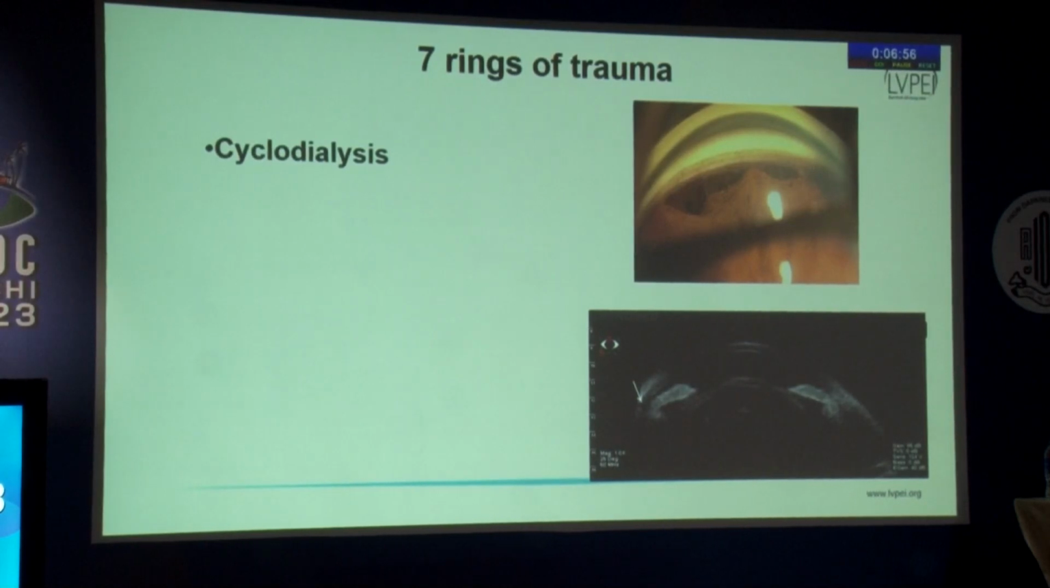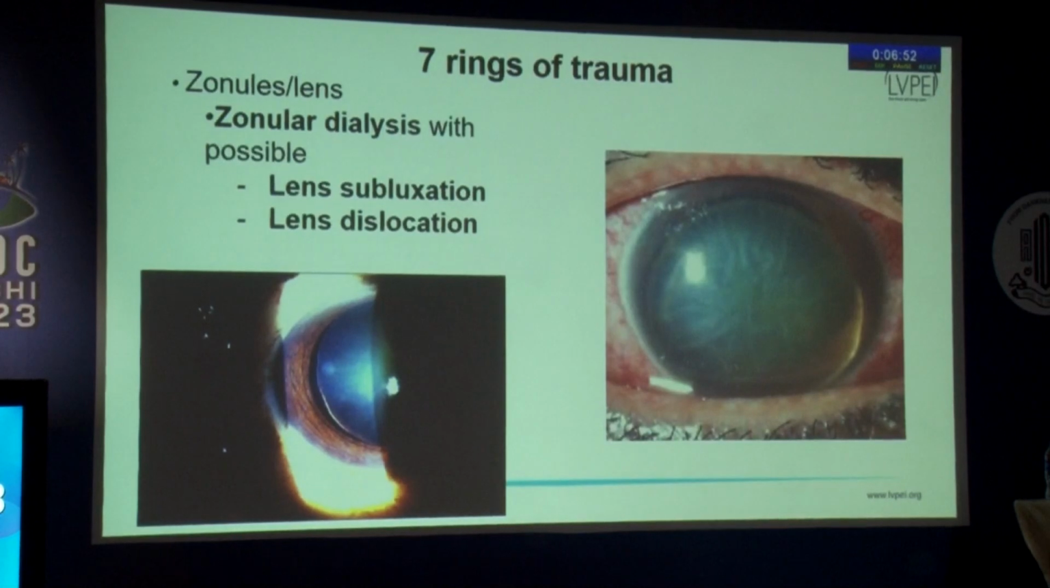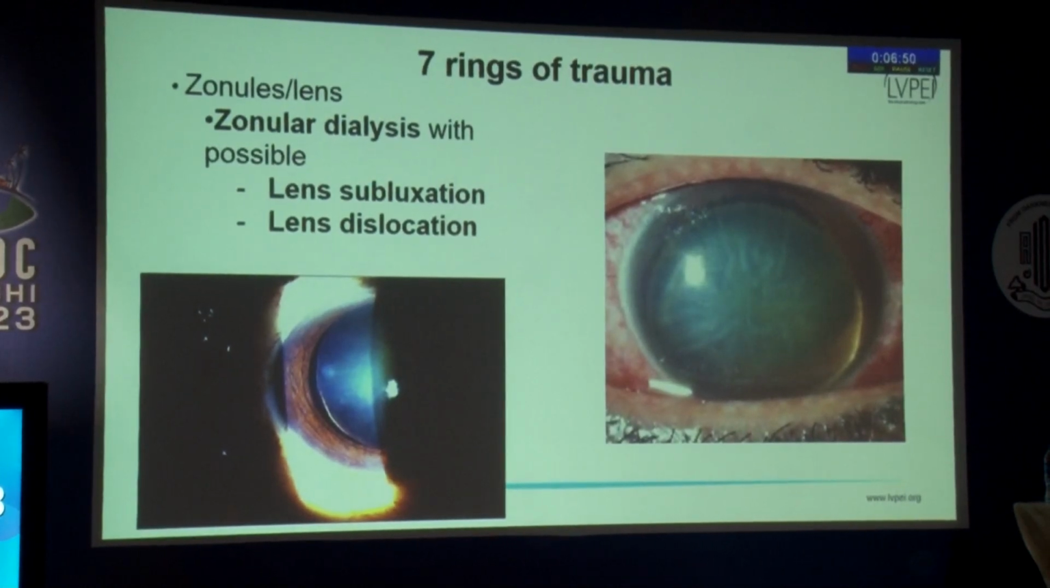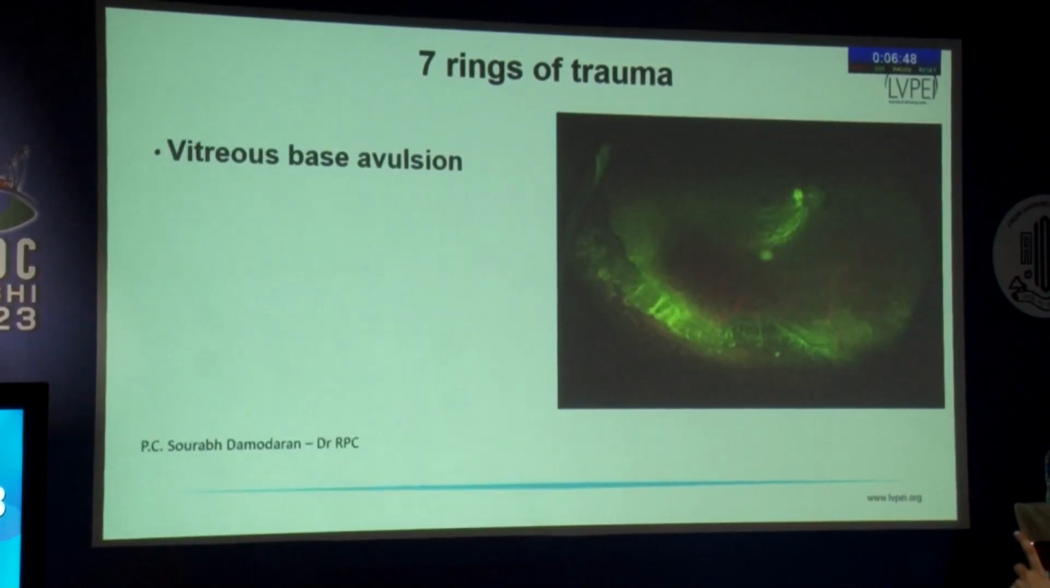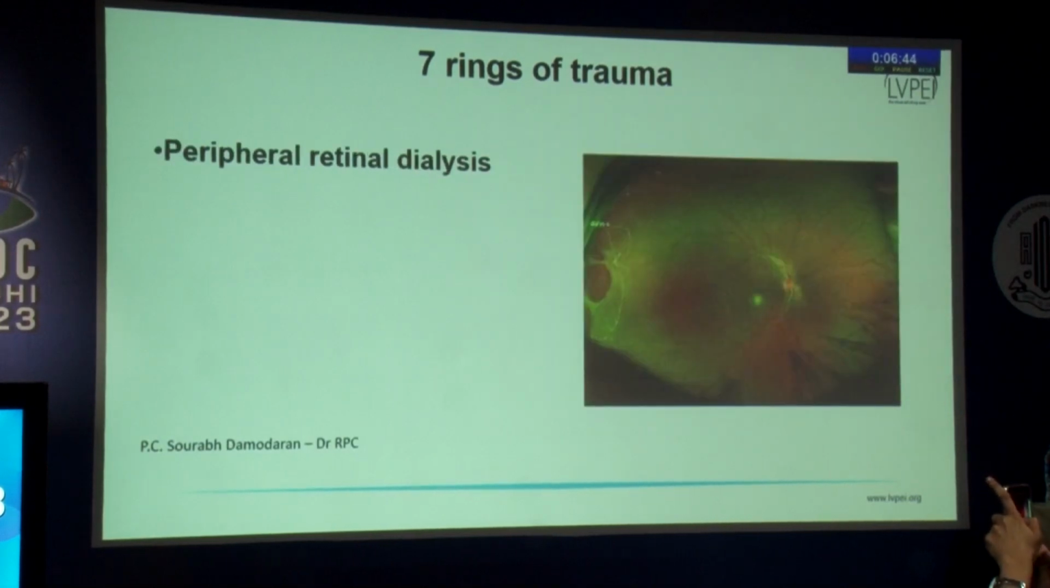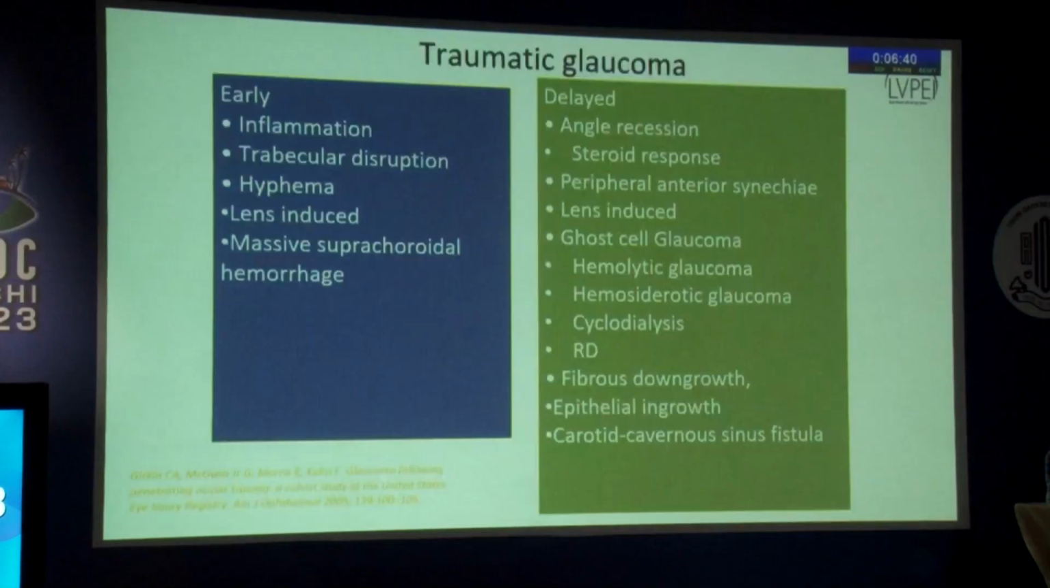Cyclodialysis can also be seen, which later on after closure can develop into post-traumatic glaucoma. And zonular dialysis with or without lens subluxation or dislocation, along with vitreous base avulsion and peripheral retinal dialysis. So in post-traumatic glaucoma, we have to look for all these other signs as well. So a huge list here showing the causes of early and delayed traumatic glaucoma.